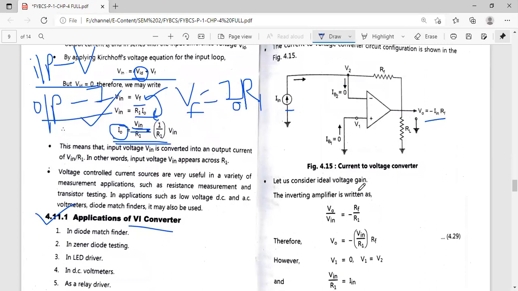Inverting amplifier, we know the configuration, or we know the formula of the inverting amplifier, which is V0 upon Vin equal to minus Rf upon R1. We have studied this formula, we have derived this formula, correct? Now, if I want to write this equation in terms of V0, I will transfer this Vin to the other side. It is divided here, so it will become multiplied, right? So V out is equal to minus, the sign as it is, Vin upon R1 into Rf. So I am just sending this Vin to the other side.